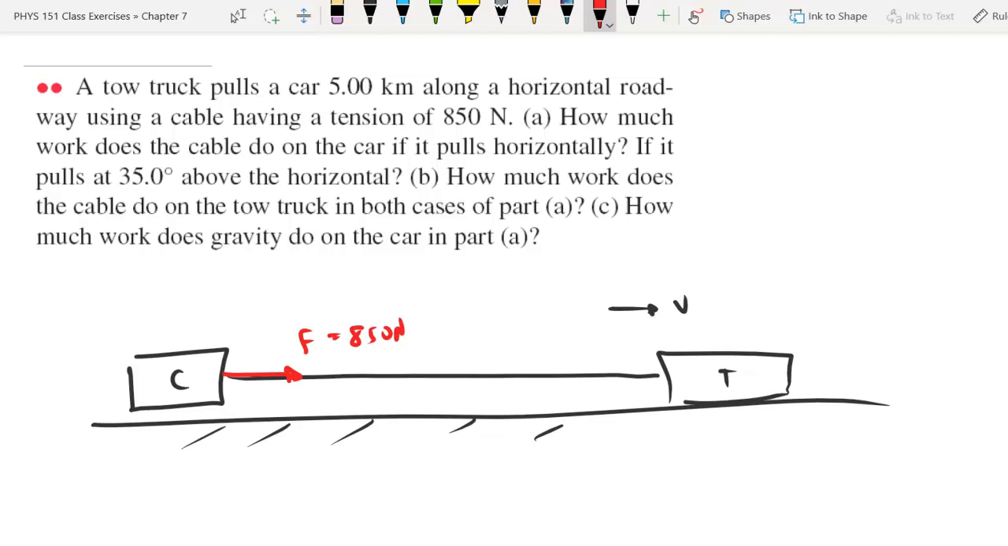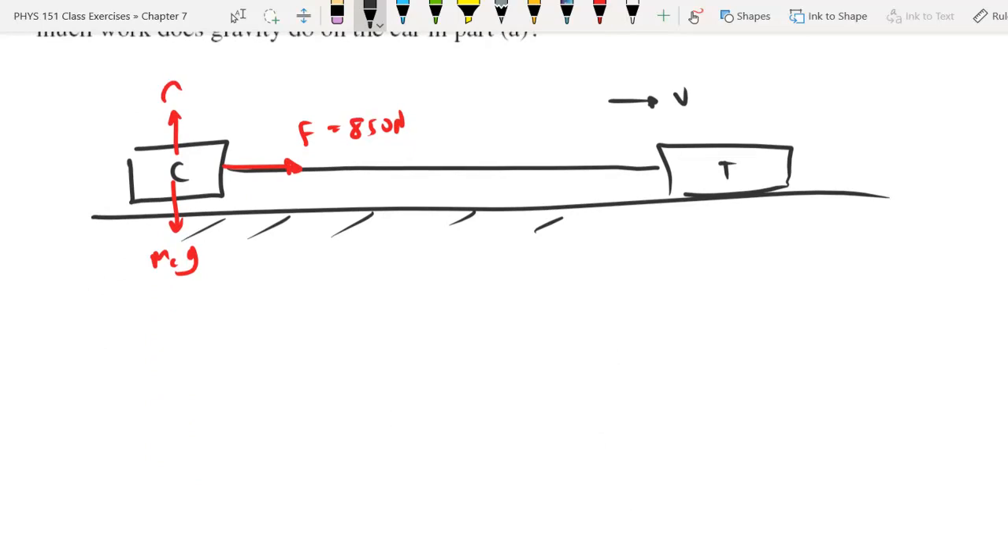And we have some other forces here. Clearly, there's the weight of the car, right? So the mass of the car times gravity. We also have a normal force here, right? Okay, so we want to know for A, in this scenario where it's pulling horizontally, how much work is done by the cable. So I'll just say cable on the car, right?